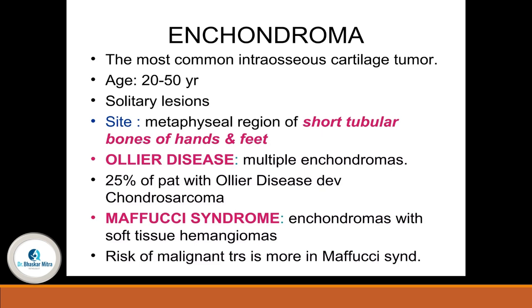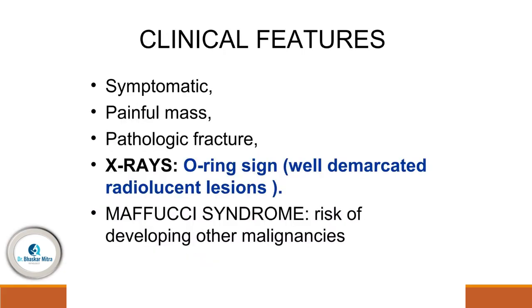The short tubular bones of the hands and feet are the most common, and it is in the metaphyseal region. If there are multiple enchondromas, there is a syndromic association that is called Ollier's disease. And this enchondroma may develop into chondrosarcoma in 25% of the patients. Maffucci syndrome is the enchondromas with the soft tissue hemangiomas. Malignant transformation is much more common in Maffucci syndrome cases. These are the syndromic associations of the enchondromas.